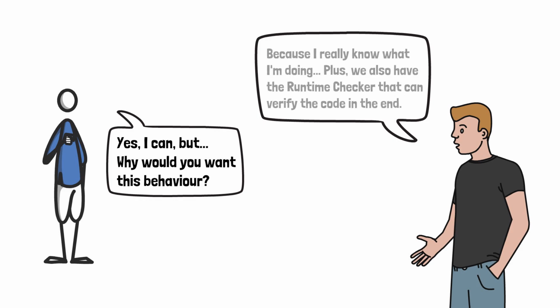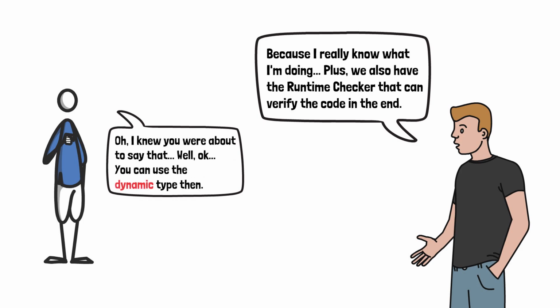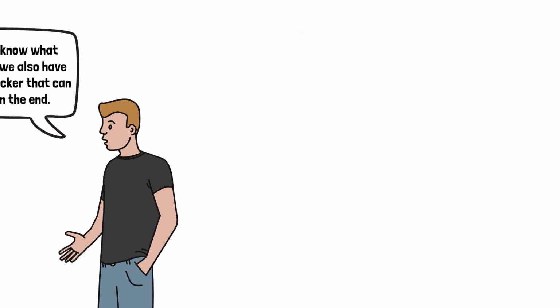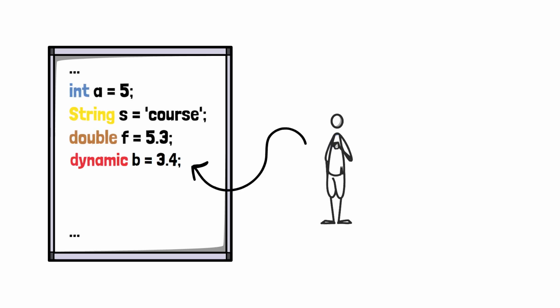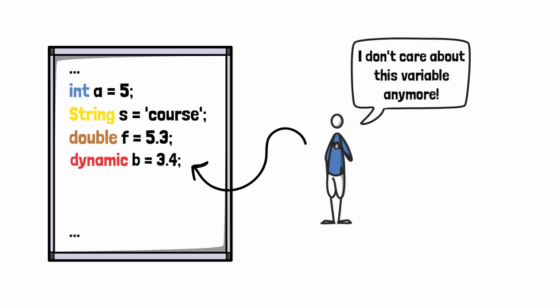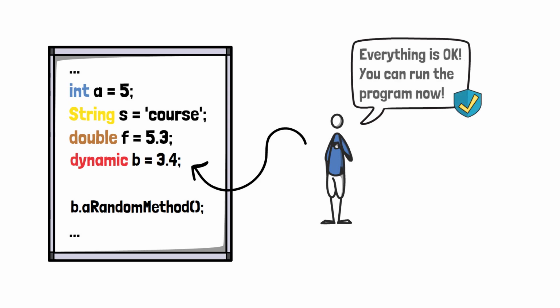But the thing is that Dart allows you as a developer to tell the analyzer, well, mate, I really know what I'm doing here. You don't have to track me for each type I write. To do this, you'll need to use the dynamic type. Whenever you use the dynamic type, the static analyzer won't care about that data anymore. You can name a variable b of type dynamic, assign it to something, call perhaps a completely random method on it, and the analyzer won't say a single word.